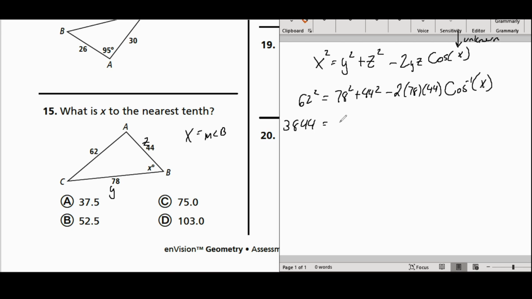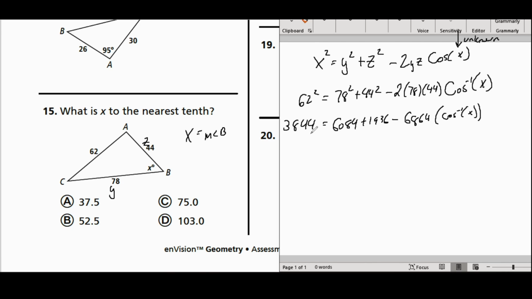78 squared is 6084. 44 squared is 1936. Then I have to subtract 2 times 78 times 44. So 2 times 78 times 44 becomes 6864. And that's still times the inverse cosine of x. That is just a really bad parenthesis.